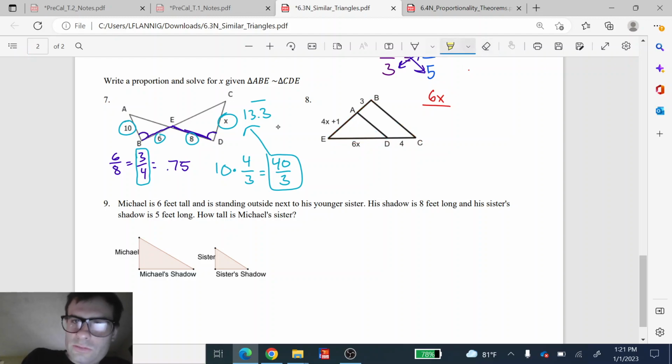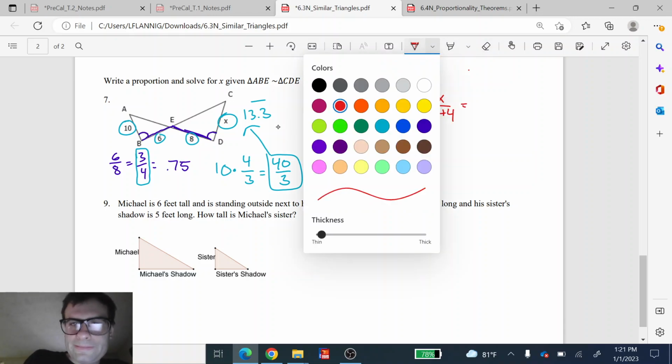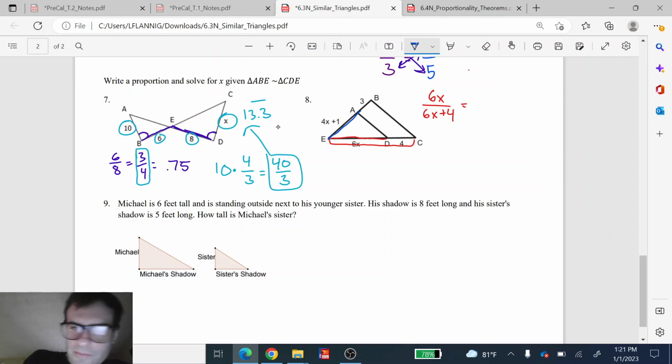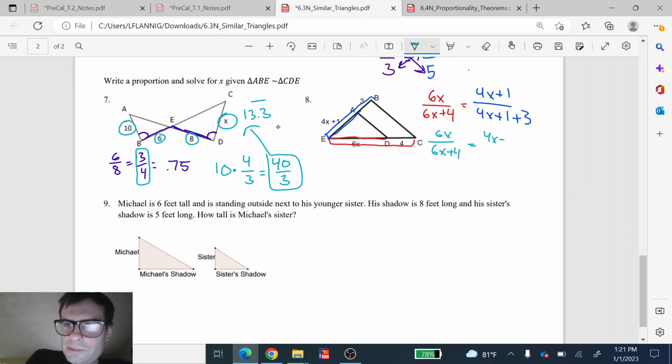So I'm going to redraw that real quick. So this small one combined with this big one, so that's 6x plus 4, because you're combining those sides, should be equal to this small side right here, which is 4x plus 1, over the whole side here. So that's 4x plus 1 plus 3. And I'm going to rewrite that just to make it a little bit simpler to look at. 6x over 6x plus 4 should be equal to 4x plus 1 over 4x plus 4. I just combine the 1 and the 3. Now you will have to cross multiply.